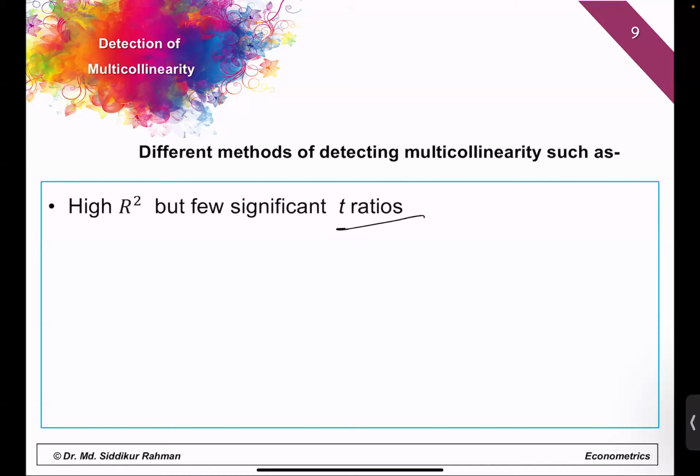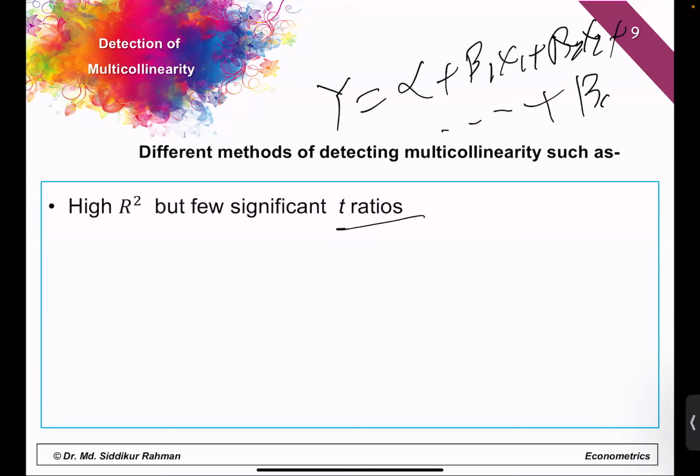That means overall the regression model is very good or valid, but suppose this is a regression model: y equals alpha plus beta 1 x1, beta 2 x2, up to beta 5 x5. Overall you found that the R square is very high, like 0.99. Okay, what does it mean? R square is 0.99. What does it mean?